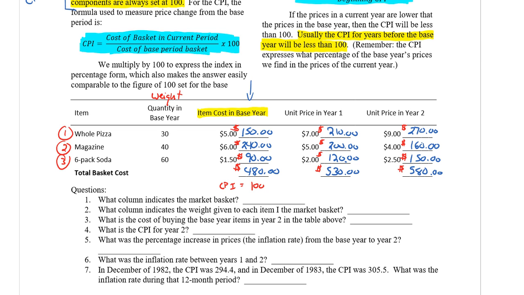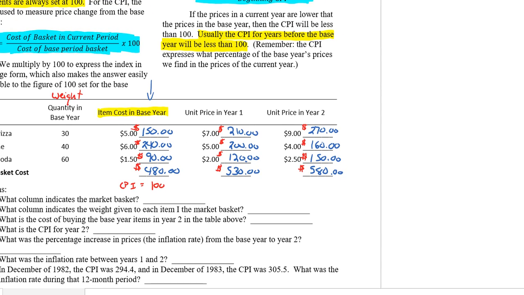Okay, so in year 1, it looks like I spent $530 buying those same 3 items: pizzas, magazines, and sodas. Year 2, I spent even more. I spent $580. So what I'm going to do now is use my first formula that I have right here, my CPI formula, and I'm going to use these to calculate CPI.